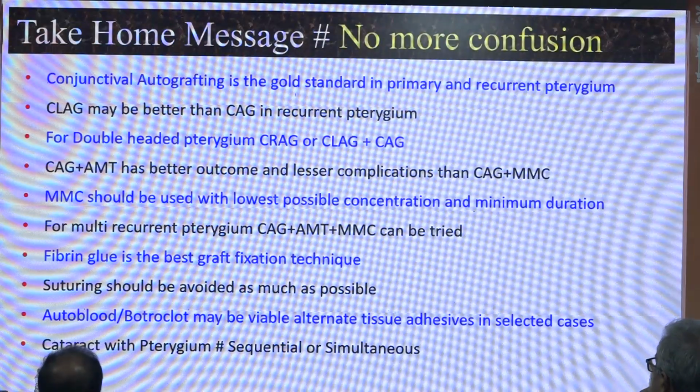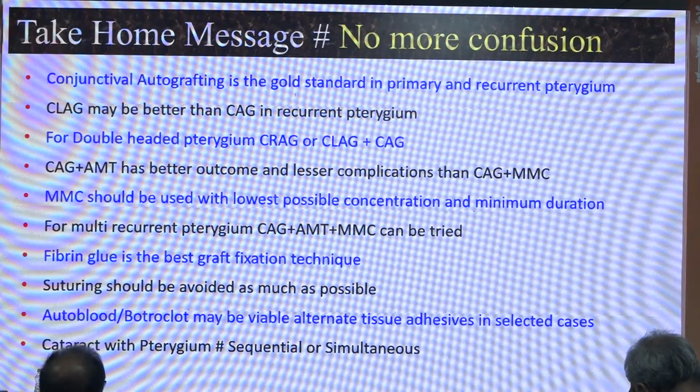So the take-home message from this gathering is that conjunctival autografting is the gold standard both in primary and recurrent pterygium. CLAG may be better than CAG in recurrent pterygium. For double-headed pterygium, either do a CLAG and CAG. CAG plus AMT has better outcome and lesser complications than CAG plus MMC.